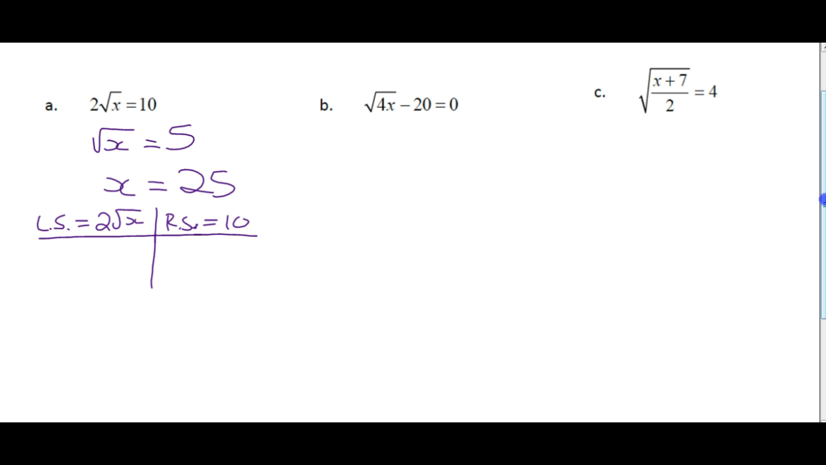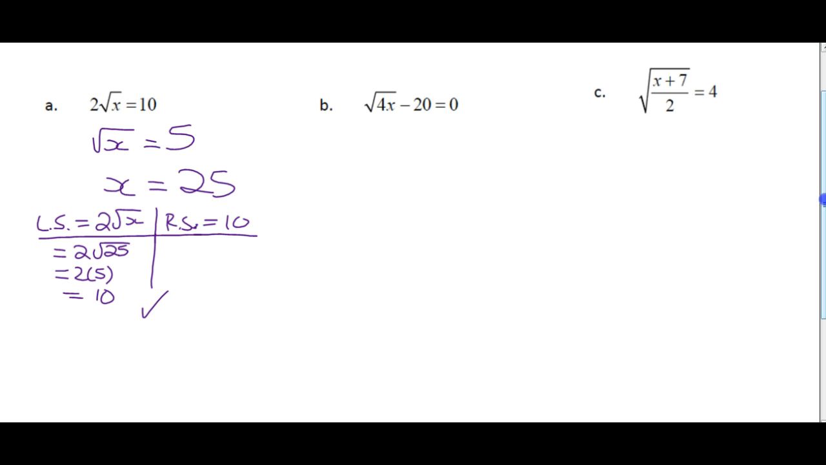So what I'm going to do is substitute in the value that I think x is, 25. What's the square root of 25? So we have 2 times 5. What's 2 times 5? 10. So that solution checks. I'm doing the checks now, so later on, where the sheet says check this, we're going to check everything as we go.